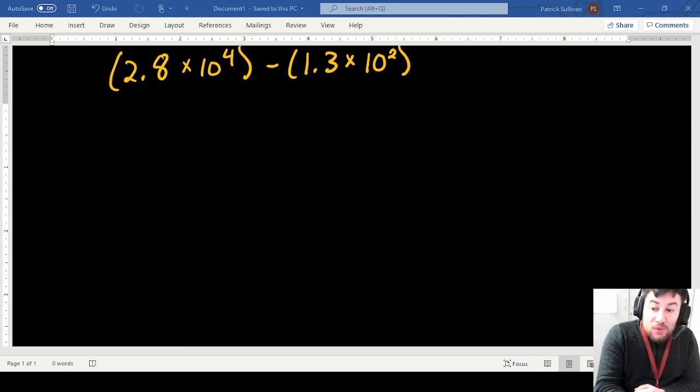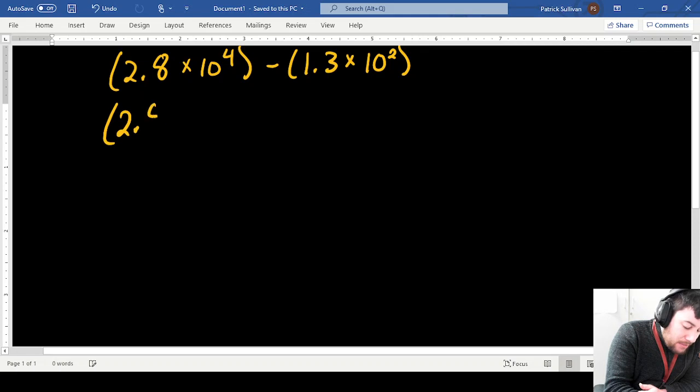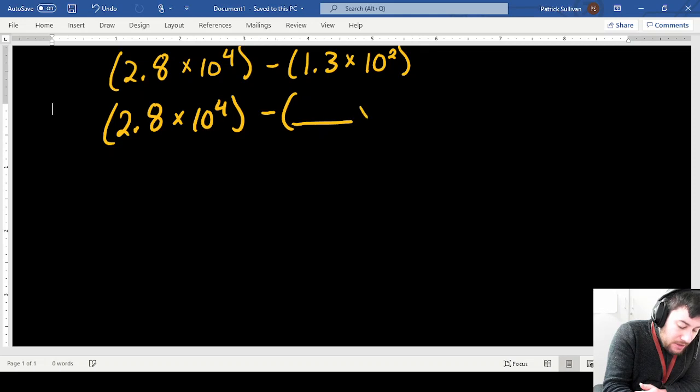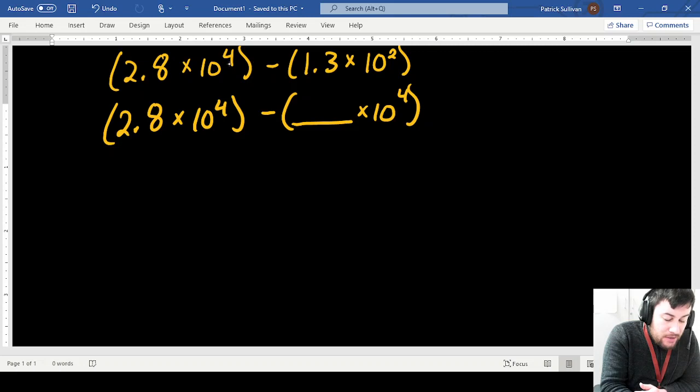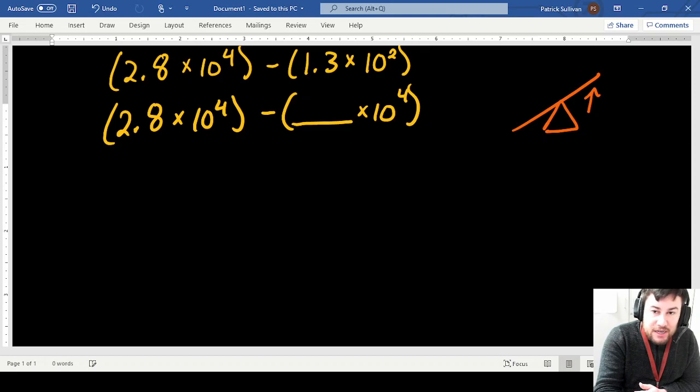Okay, and general rule of thumb, it's easier to make your smaller exponent value into your larger exponent value. So in this case, I'm going to keep my 2.8 times 10 to the fourth minus some number times 10 to the fourth. Again, I wanted to change my 2 into a 4. And now thinking about the balance beam example, let's use orange, okay? I'm increasing my exponent by 2 in this case. So that means I need to decrease my lead number by 2 decimal places.